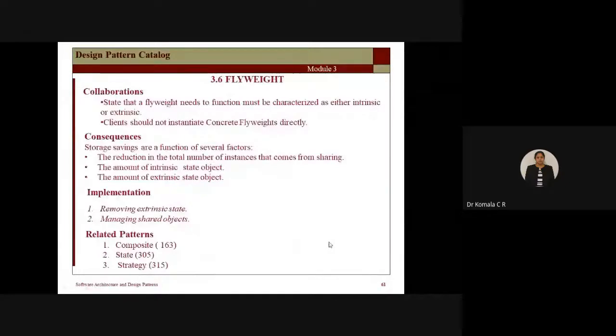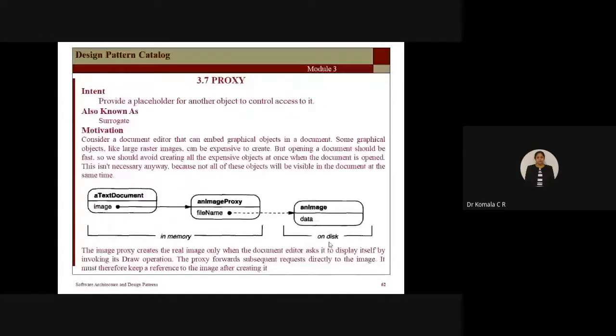So coming to the intent, here proxy provides a placeholder for another object to control access to it. It means it provides a surrogate or an alternate to have access. It will provide an alternate for another object to control the access to it. So it is also known as surrogate. Another name of proxy is surrogate. So what is the motivation here?